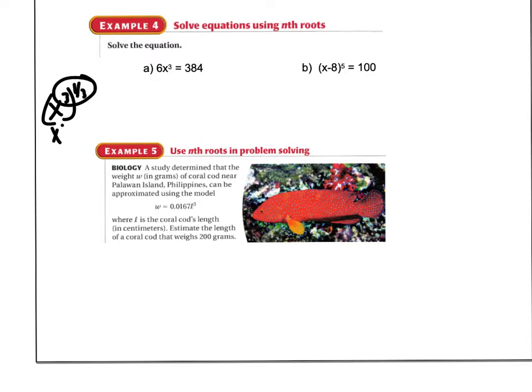And then your job is just to finish it up. And so you've isolated your x over here, and the cube root of 64 is just a positive 4. And that is that answer.